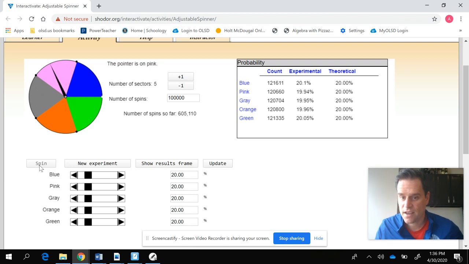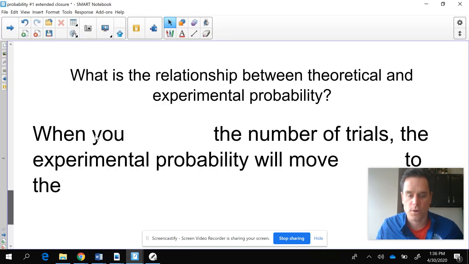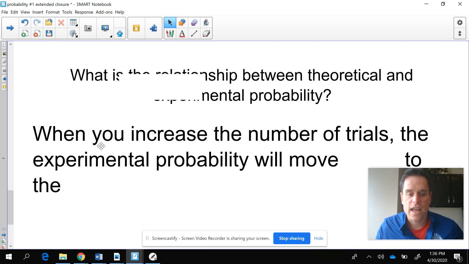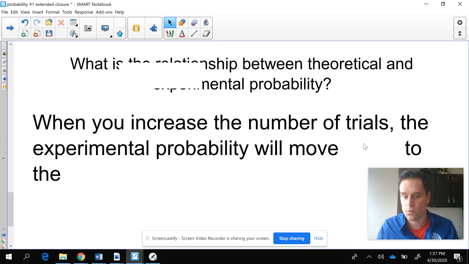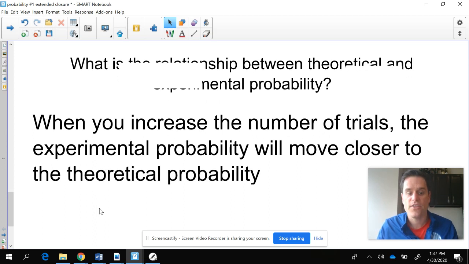The numbers are changing, but there is one pattern. The pattern is they're all moving closer and closer to 20%. If we keep doing this, you'll notice over time, all of these are getting really, really close to 20%. Even if they're not perfect, it's really close. So the rule that I want you to remember is, if you increase the number of trials, if you do an experiment again and again and again, then your experimental probability will move closer to the theoretical probability.